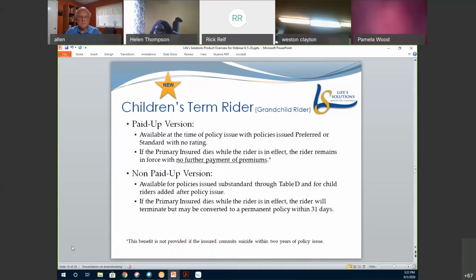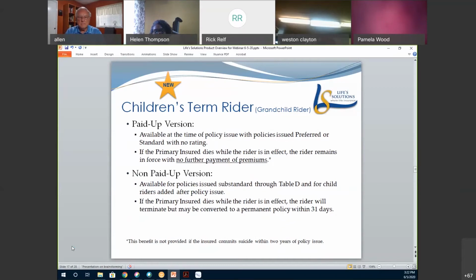Okay, so here, when you sell someone a grandchild rider, there's two versions. There's a paid up version, and that's available if the policy was issued preferred or standard, had no rating. And what this means, if it's paid up, is if the primary insured were to pass away while the rider was in effect, those child rider insureds, those riders would remain in force for them with no further payment of premium until it got to the time to convert later on. So they'd have paid up coverage for that rider until you could give them a conversion opportunity.